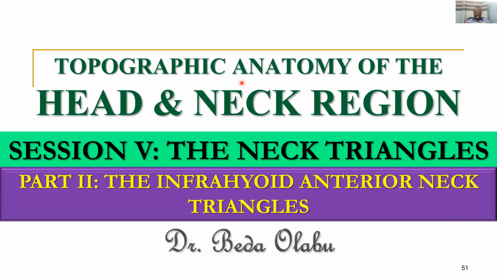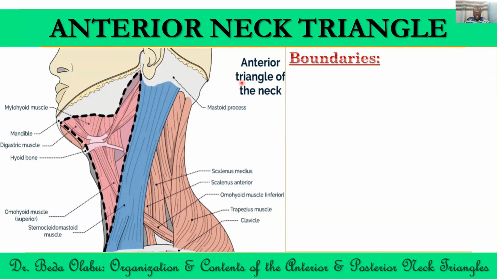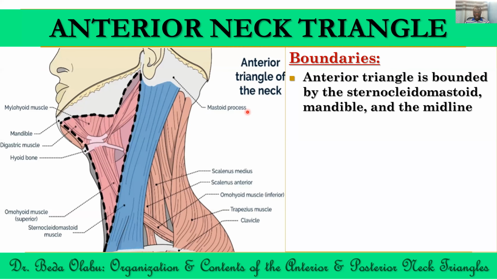So we start by just reminding ourselves that the anterior neck triangle is bounded by the following: the anterior border of sternocleidomastoid, the midline of the neck, and the inferior border of the mandible. Those are the boundaries of the anterior neck triangles.